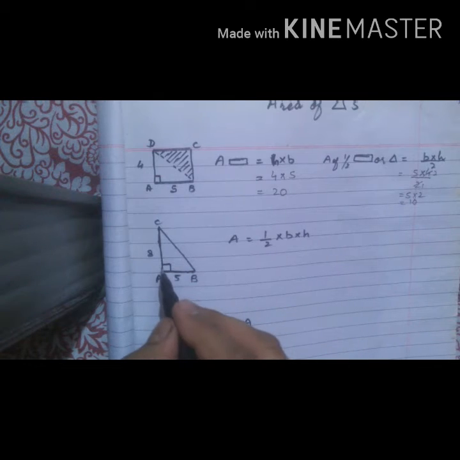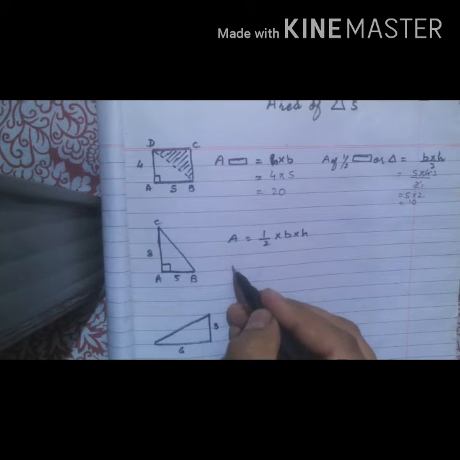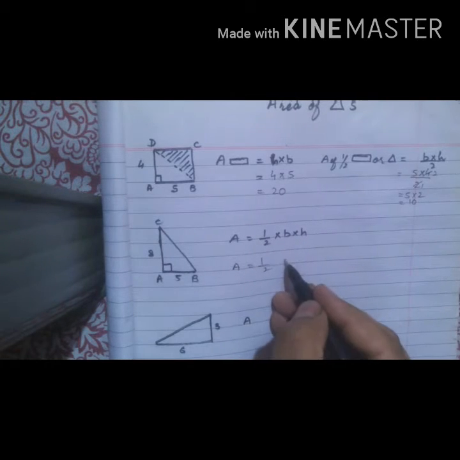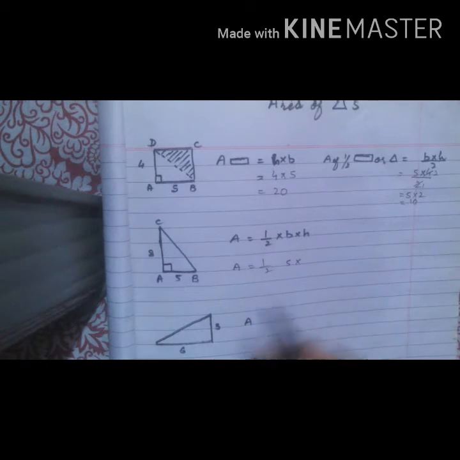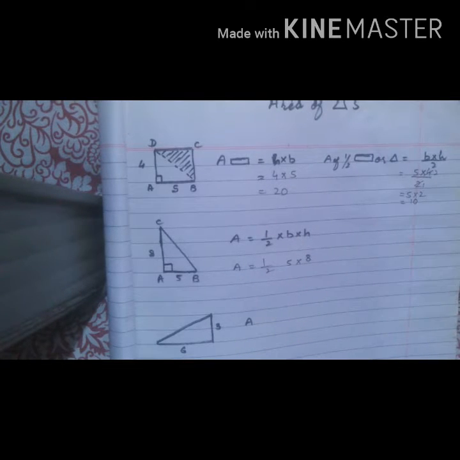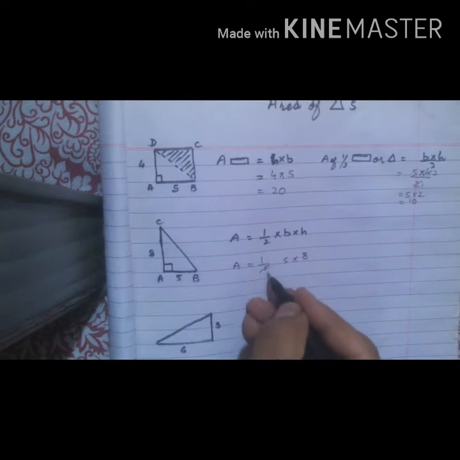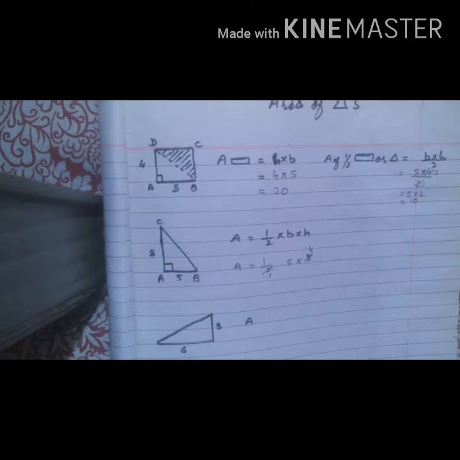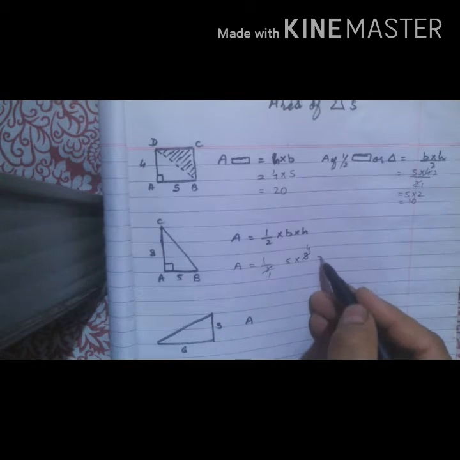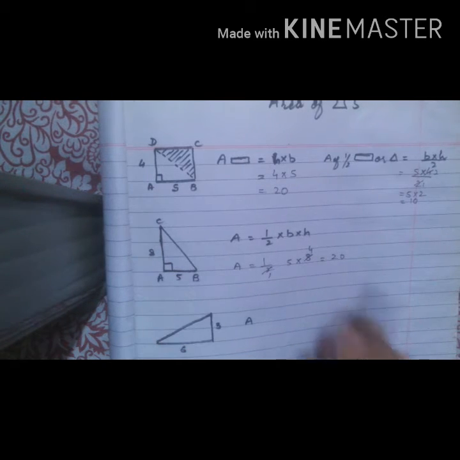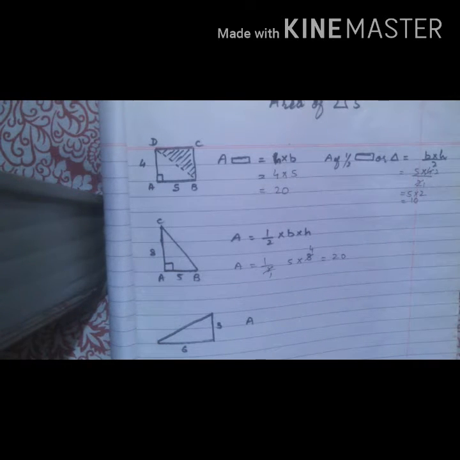So in order to find the area of this triangle, we can say that area is half into base, which is 5 units, into height, which is 8 units. Again, if we are interested in finding this area, we can simplify these 2 numbers, 2 and 8: 2 ones are 2 and 2 fours are 8. Now 5 into 4 is 20. So the area of this triangle ABC will be 20 square units.